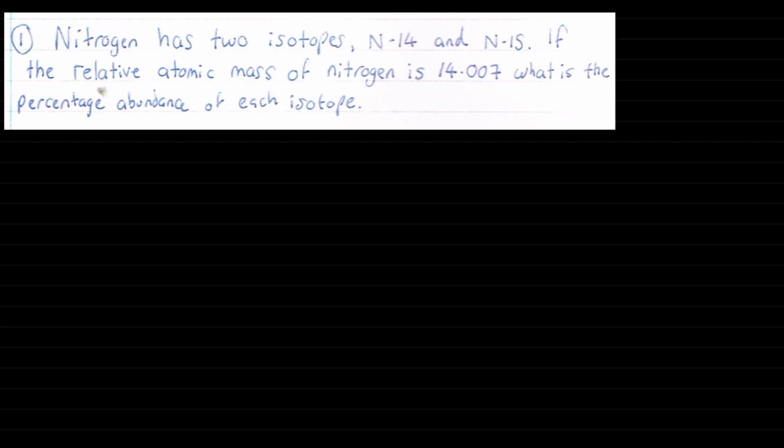Let's take a look at it. Question 1 reads, nitrogen has two isotopes, N14 and N15. If the relative atomic mass of nitrogen is 14.007, what is the percentage abundance of each?